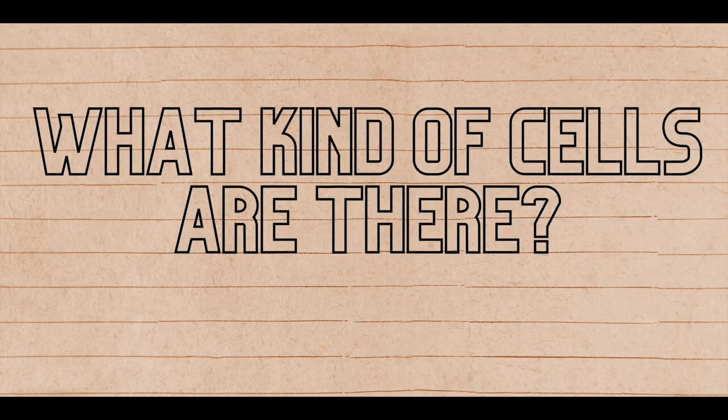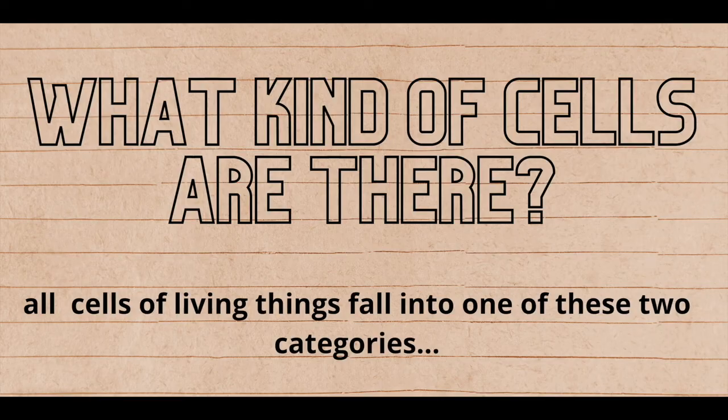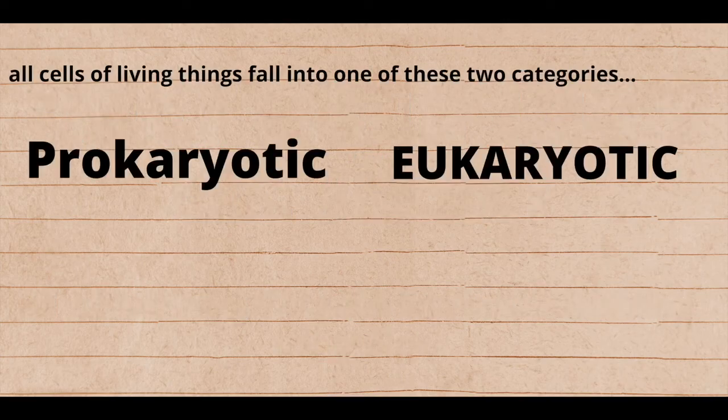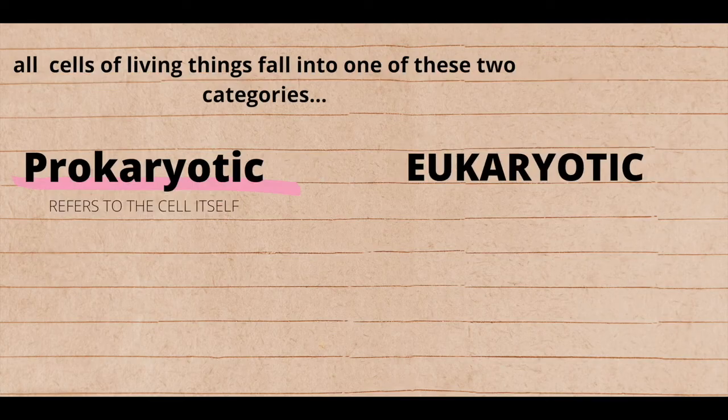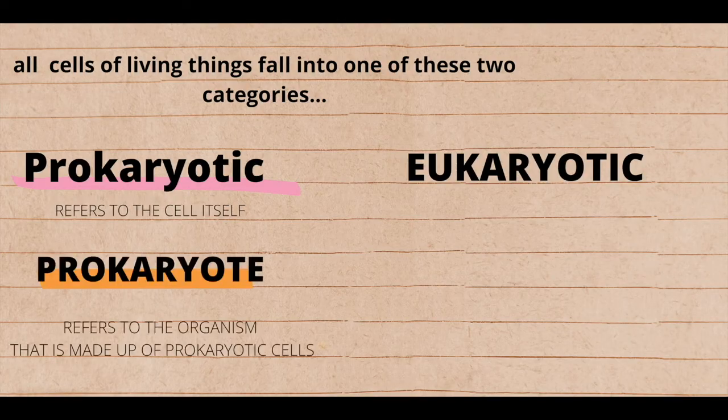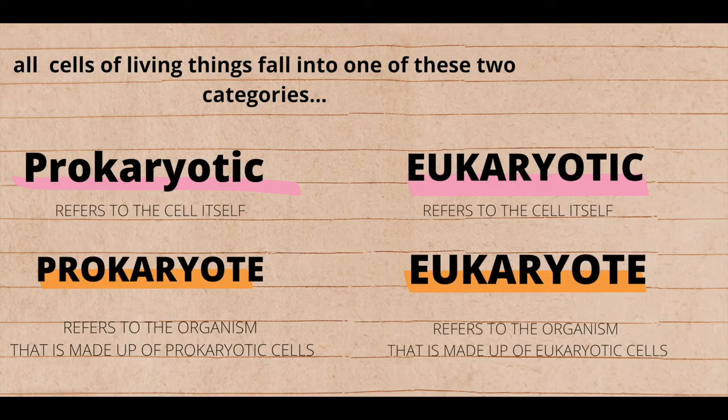So now what kind of cells are there? Well, all cells of living things fall into one of these 2 categories. Either the cells are prokaryotic cells or eukaryotic cells. So when we say prokaryotic, we're referring to the cell itself or the type of cell itself. When we say prokaryote, this is referring to the organism that is made up of prokaryotic cells. When we say eukaryotic, this refers to the cell itself. And when we say eukaryote, this is referring to the organism that is made out of eukaryotic cells.